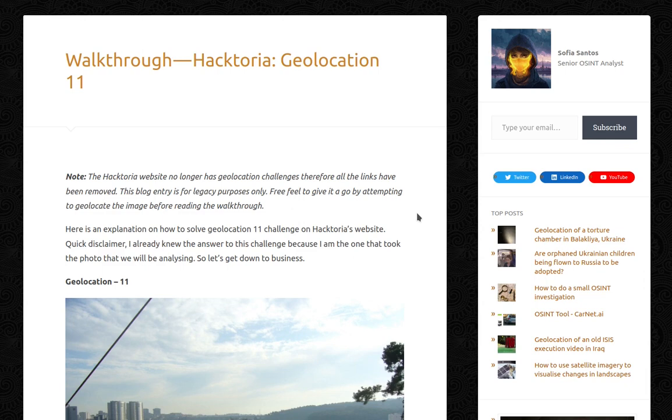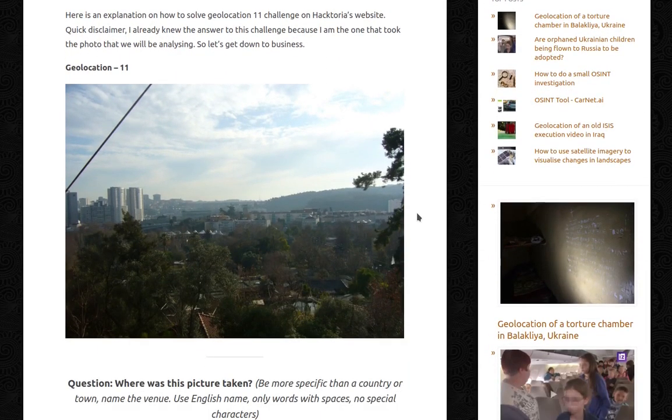So here's an explanation on how to solve Geolocation 11 challenge on Hacktoria's website. Quick disclaimer, I already knew the answer to this challenge because I'm the one that took the photo that we'll be analyzing. So let's get down to business. Geolocation 11, and that is the photo I took.